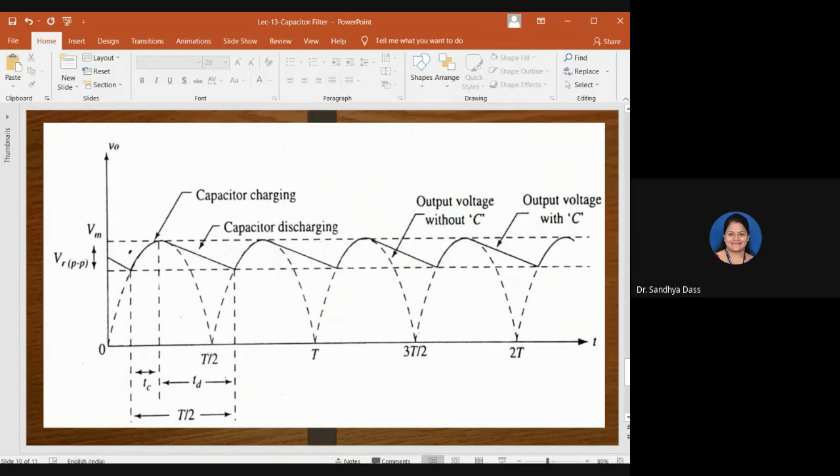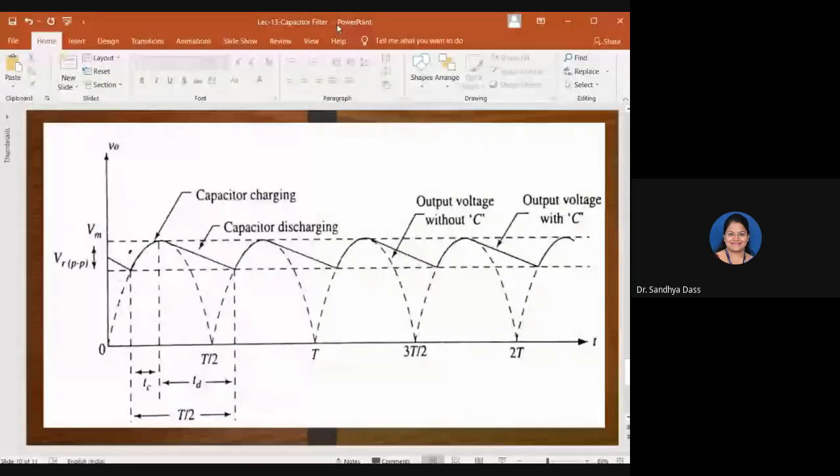Let me ask a question here. How much is the ripple content in half wave rectifier? Can anyone, let me call upon someone. Rabbil, can you tell me? How much is the ripple content in half wave rectifier? Melroy DeCosta? Yes, tell me, what is the ripple content in half wave rectifier?